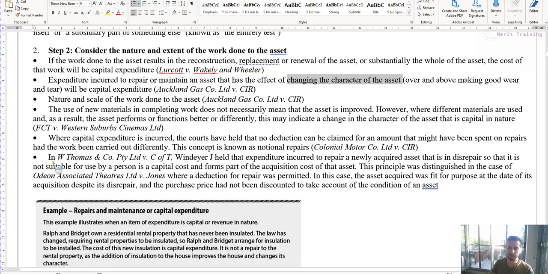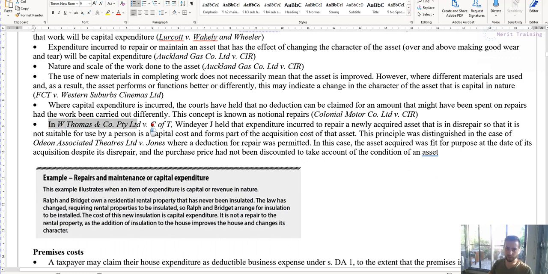versus CIR. And then finally, in W.T. Thomas, which is one of the earliest possible cases, the judge held that expenditure incurred to repair a newly acquired asset, so something that's new, if you're buying something new but it's in disrepair, that is not suitable for use, is a capital cost and forms part of the acquisition cost. So let's say you buy a house and the walls are falling down, the roof is falling down.